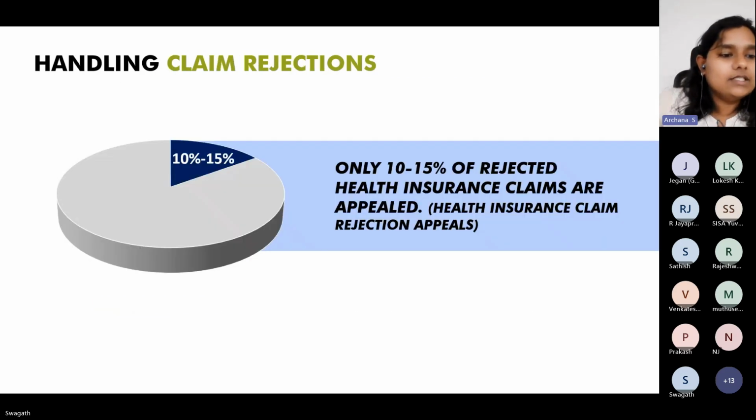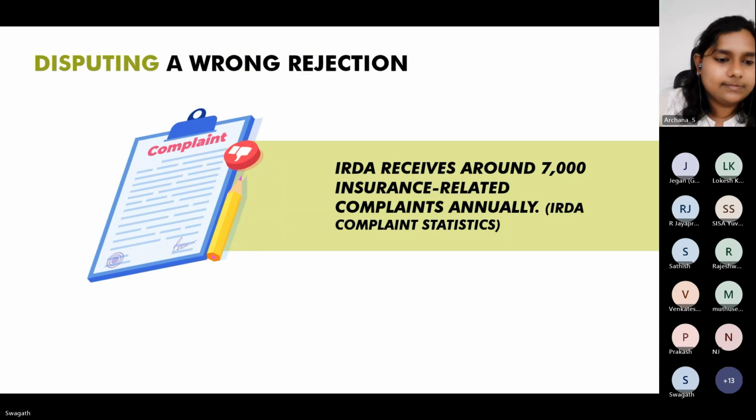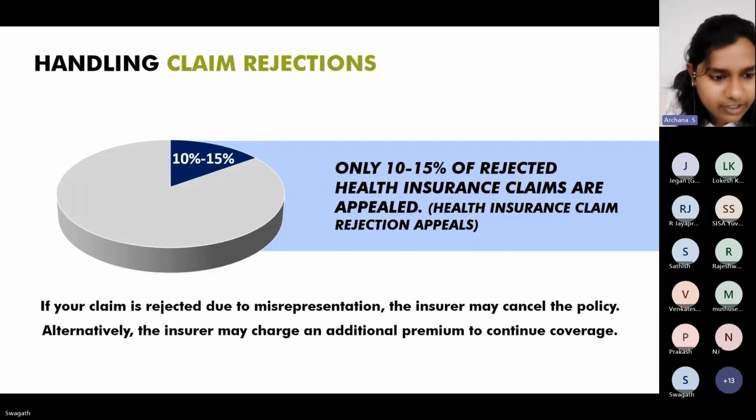So we saw the four major reasons because of which a health insurance claim can get rejected. But how can we handle claim rejections? If the issue is on the policy holder side, then only 10 to 15% of rejected health insurance claims are appealed, according to health insurance claim statistics. If your claim is rejected due to misrepresentation, the insurer may cancel the policy. Either they can cancel the policy or they can charge an additional premium to continue coverage.